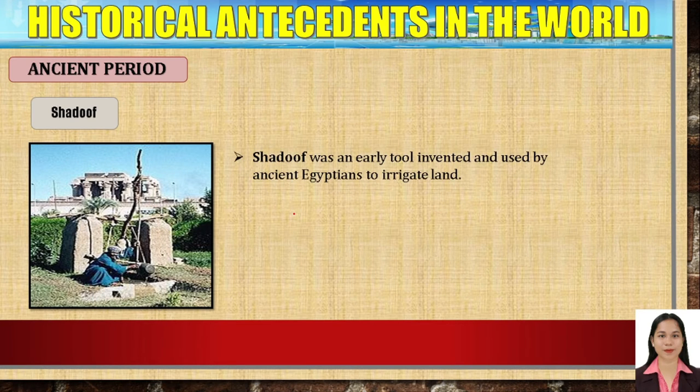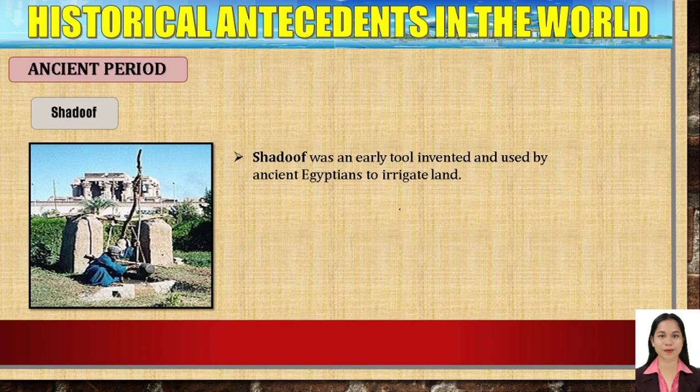So shadow was an early tool invented and used by the ancient Egyptians to irrigate land. Among Egyptians who lived near the Nile River, irrigation was necessary to water their crops. So yun kasi yung kabuhayan nila. Syempre, kung malapit ka sa Nile River, yung isa sa mga kabuhayan mo is yung pagsasaka. So mas mabilis na lang sa kanilang mag-water ng kanilang mga crops because of that invention.